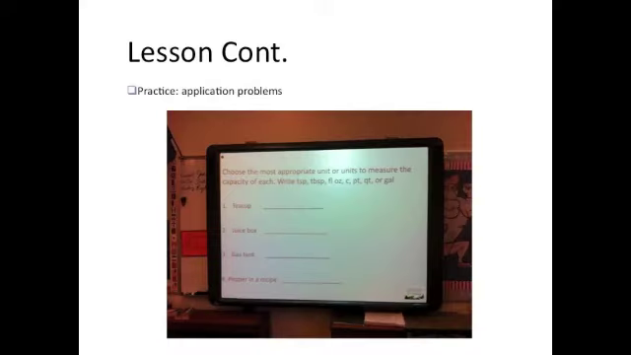Then we moved on to some more practical application, where students saw these problems and were able to choose from the units of capacity as to which one would best be used to measure these different objects' capacity.